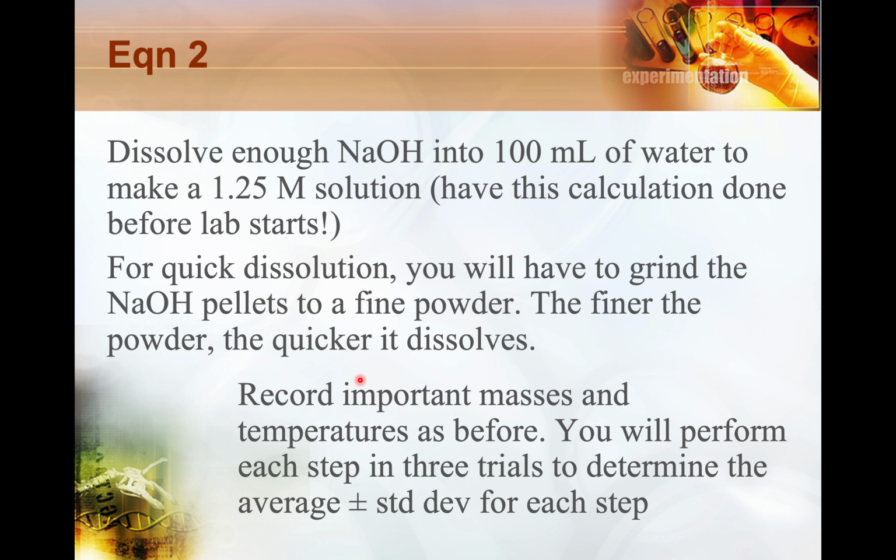The goal is to get 3 trials. If you only get 2 trials in for each, that's okay. For each one, I would probably do 2 trials of each, and then if you have time, go back to get a 3rd trial to get better data. But you do want to get enough information to get an average and a standard deviation for each step.